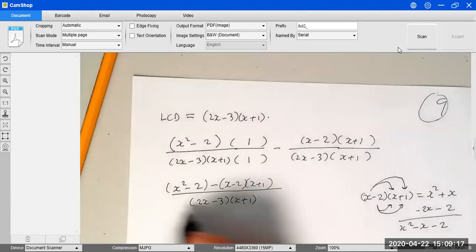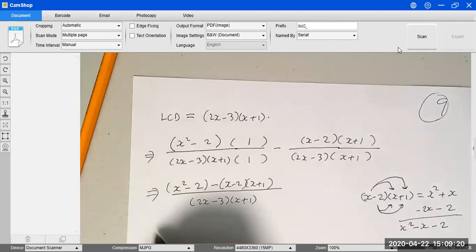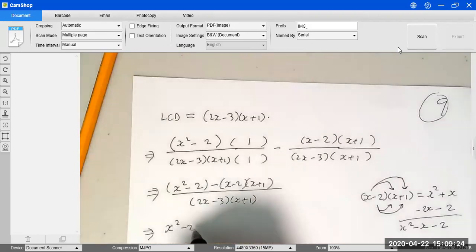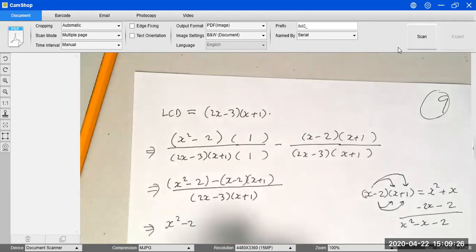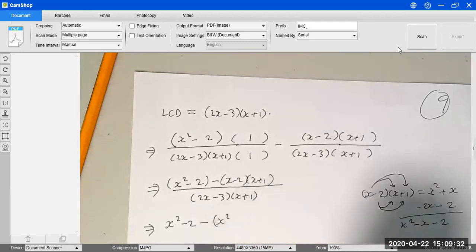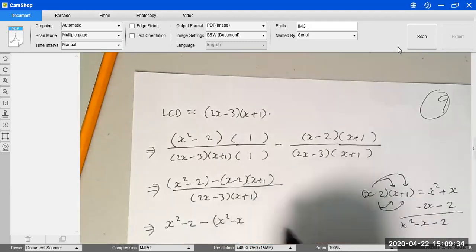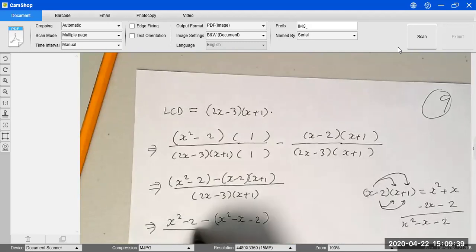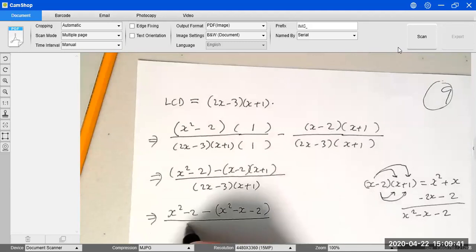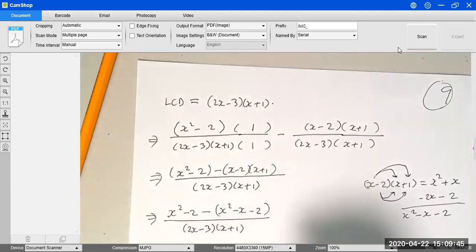So I'm going to rewrite this in the following way. x squared minus 2, I'm going to start removing parentheses. And then this product is going to be x squared minus x minus 2 over 2x minus 3 that multiplies x plus 1.